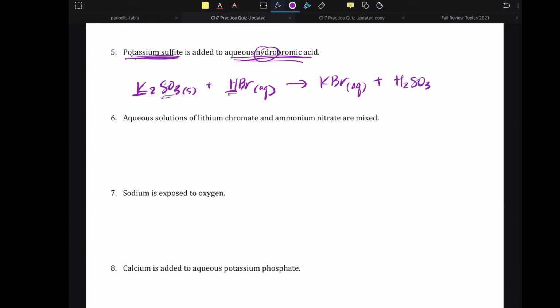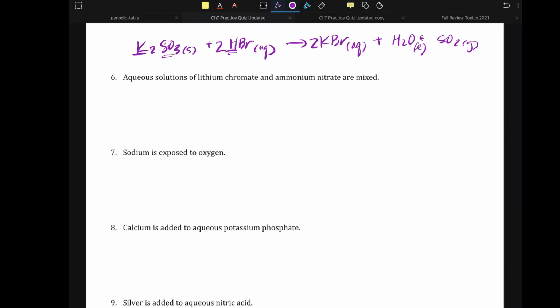And then H2SO3 is always going to spontaneously and pretty much instantaneously decompose to give us H2O and SO2. Then we would go back through and balance, and then we would be done.